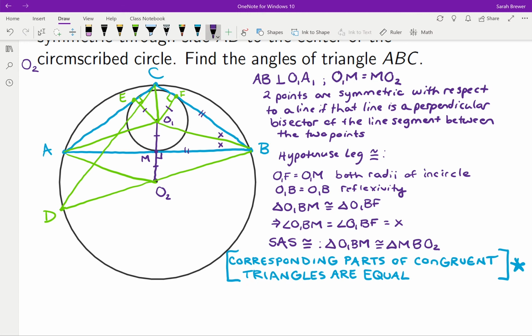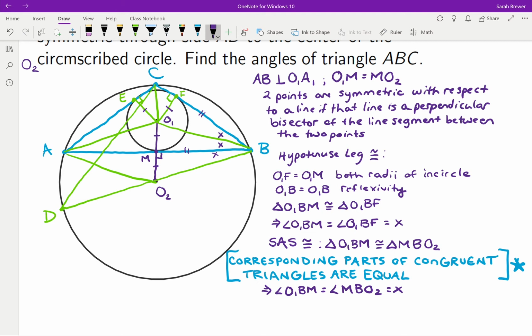And so again, I can say that angle O1BM is equal to angle MBO2, which again is equal to x. Cool. So now what else?